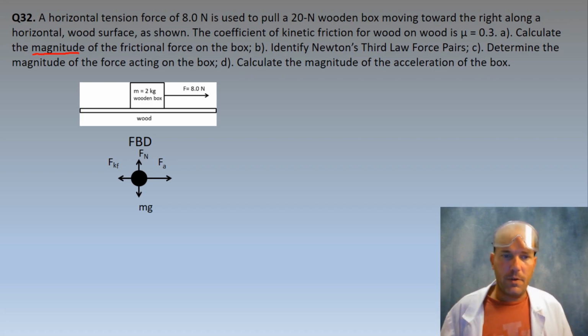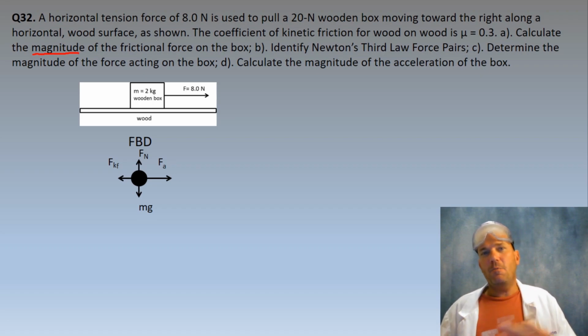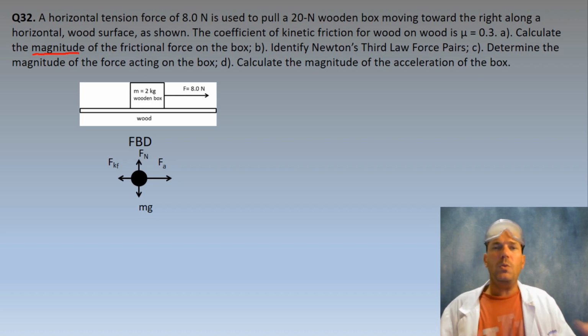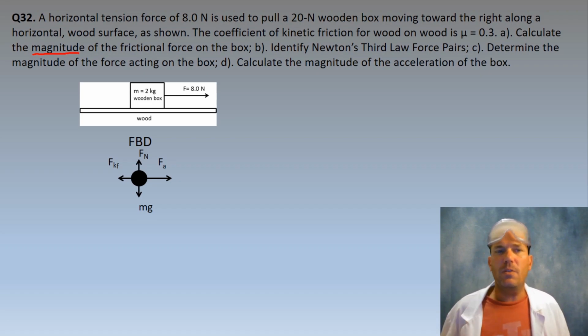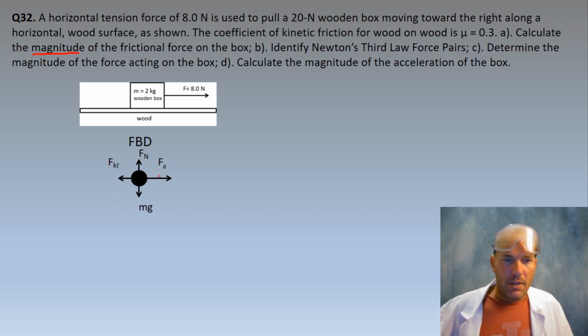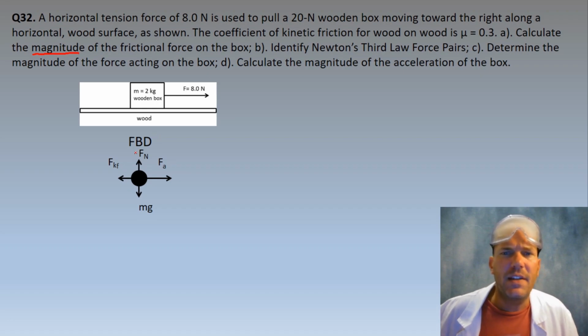Start with our usual free body diagram. Force normal is equal and opposite to the weight, or the force of gravity, or the mass multiplied by the acceleration due to gravity. And we have a rightward force applied of 8 newtons. We are told that this box is moving to the right, so we're going to assume there's a net external force to the right, and so on the free body diagram, that's been drawn slightly larger than the opposing force of kinetic friction.